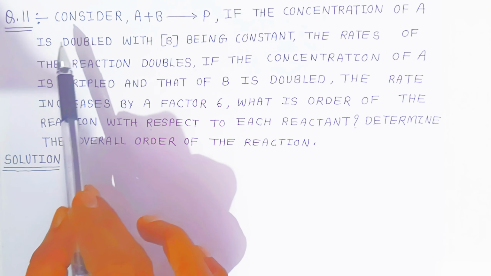So this is the first condition students. If the concentration of A is doubled with concentration of B being constant, the rate of the reaction doubles. If the concentration of A is tripled and that of B is doubled, at that time the rate is increased by a factor of 6. This is factor 6, that means you have to multiply by 6. What is the order of the reaction with respect to each reactant, and determine the overall order of the reaction.